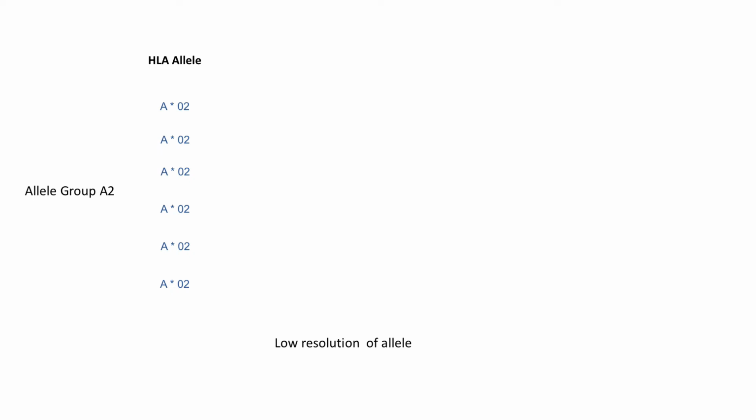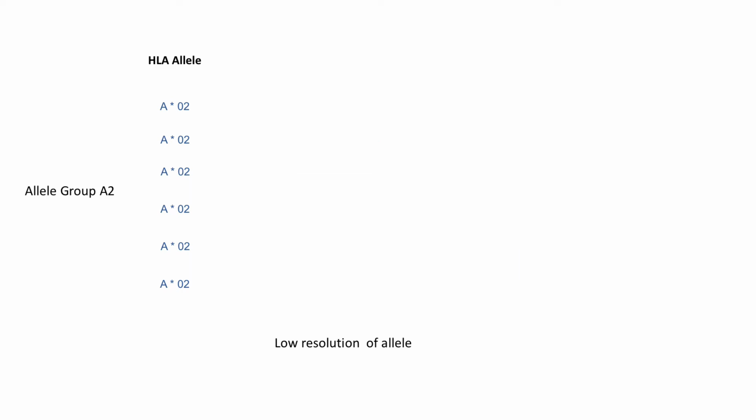So, low resolution typing of an allele by molecular method tells us the allele group of that allele, and that allele can be one of several alleles of that allele group. Low resolution typing generally corresponds to antigen level typing. Like if we find an allele of the A2 group on low resolution, it can be one of several alleles of the HLA-A2 group. Similarly, if we find A2 antigen by serology, it means it is one of several proteins of the HLA-A2 group.